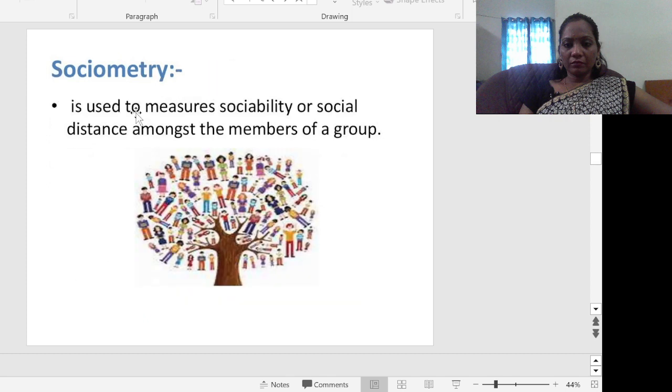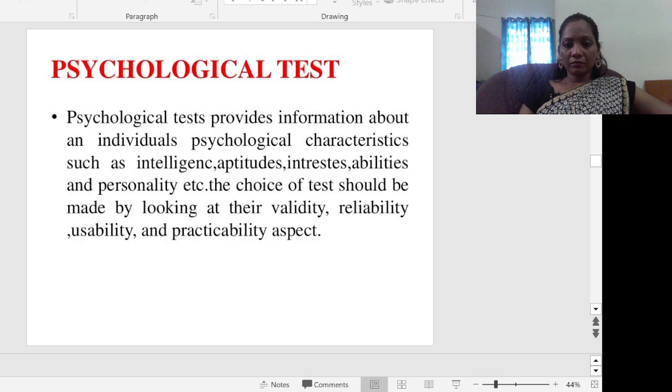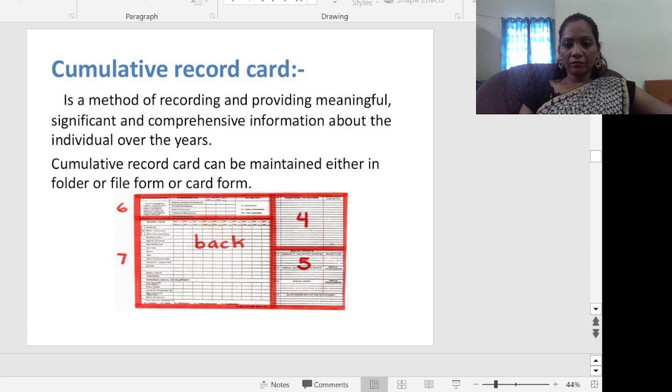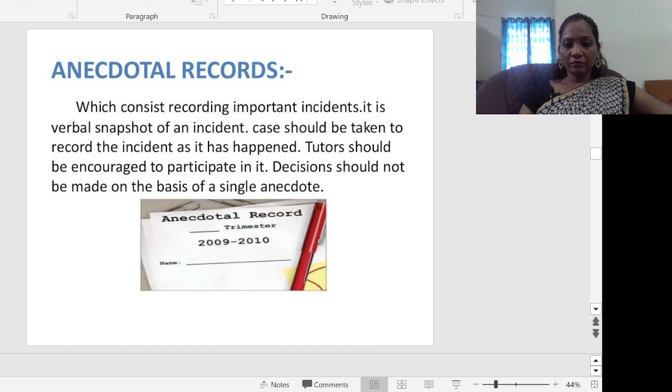And the fifth one is sociometry. It is used to measure the sociability or social distance among the members of a group. I mean, what kind of interaction an individual has with the peer group, with society, or with family members. This is called sociometry. So when we discuss the tools of collecting data, there are two types: non-testing tools and psychological tools. Non-testing tools include five methods: interview method, observation method, anecdotal records, cumulative records, and sociometry.